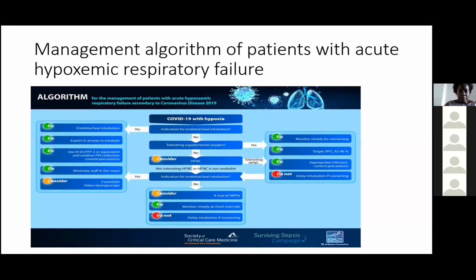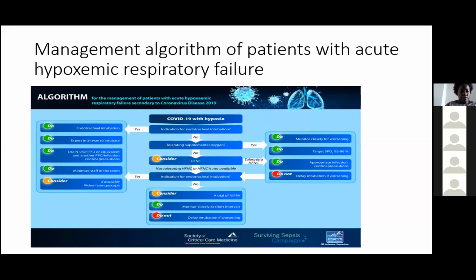It is an experienced expert who should intubate. That would be an intensivist or an anesthesiologist, preferably done in a negative pressure room and minimizing the number of staff in that room to minimize exposure. So you want to get more senior nurses involved and role definition.